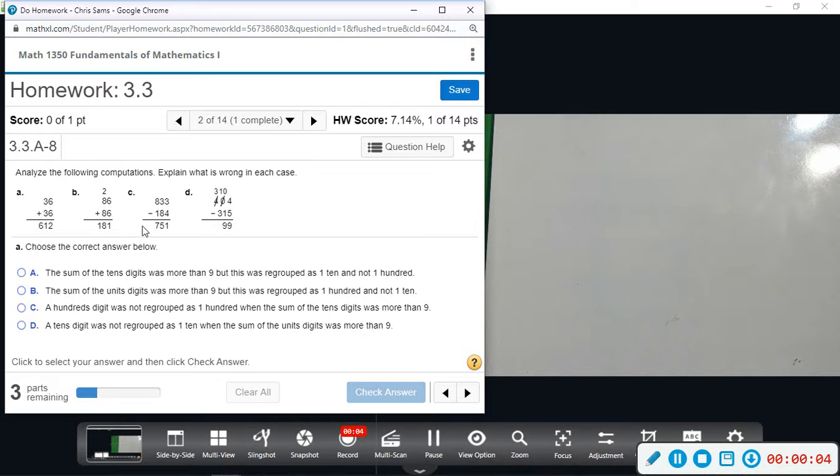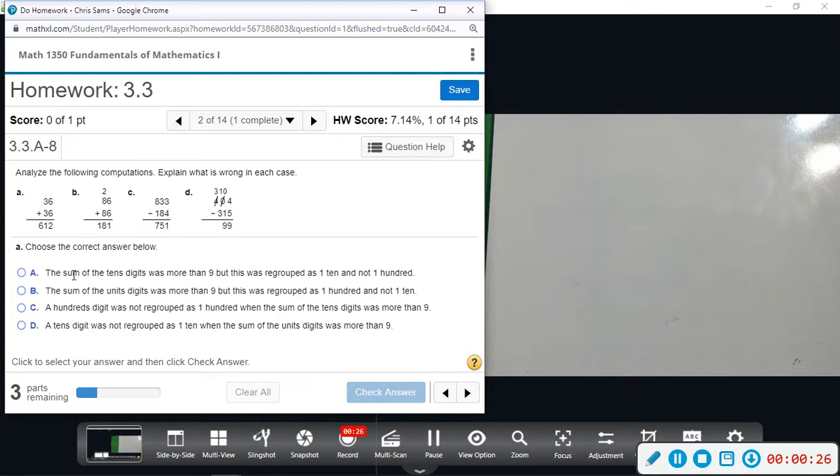So number 2, we want to analyze each of these computations and find out what's wrong and explain. So in A, we have 36 plus 36, where we add the ones digits, and 6 plus 6 is 12. So what we should do is write a 2 and carry a 1, but they wrote the 12 here and then added 3 and 3 and got 6.